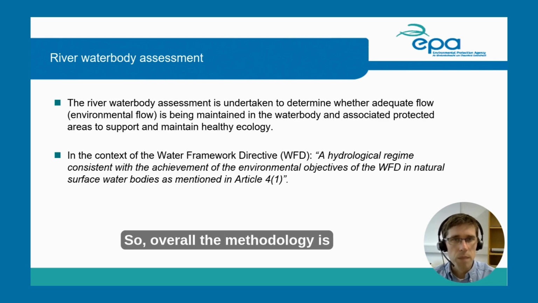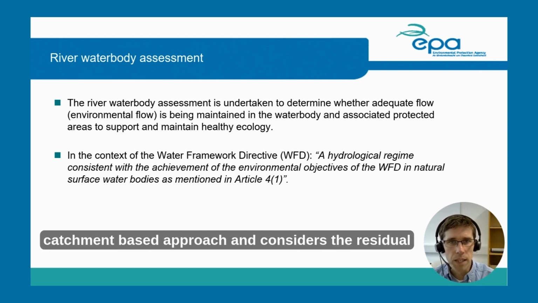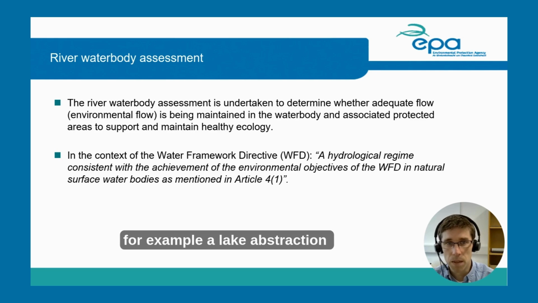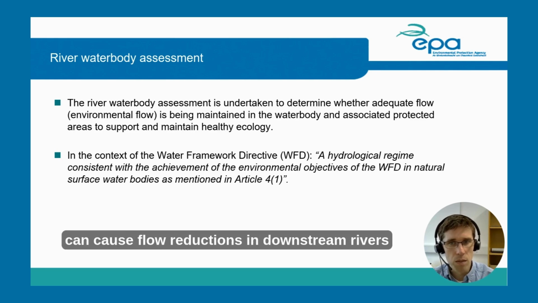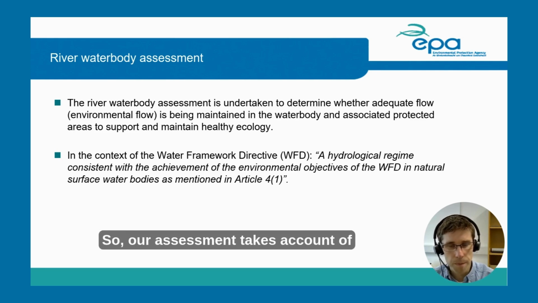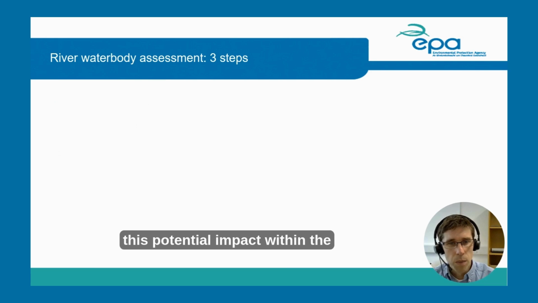So overall, the methodology takes a cumulative catchment-based approach and considers the residual impact of abstractions on downstream water bodies. For example, a lake abstraction can cause flow reductions in downstream rivers. So our assessment takes account of this potential impact. Within the river water body assessment, there are 3 steps.